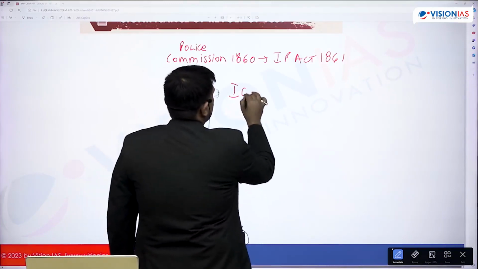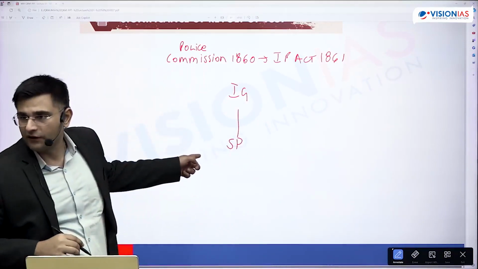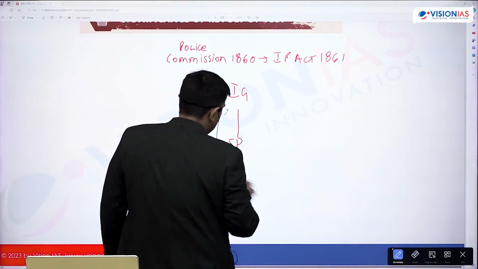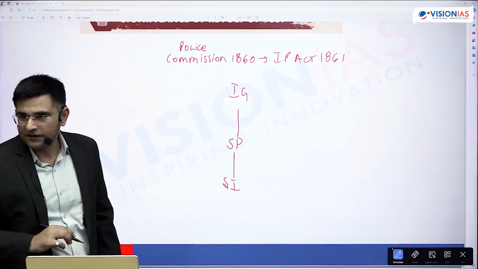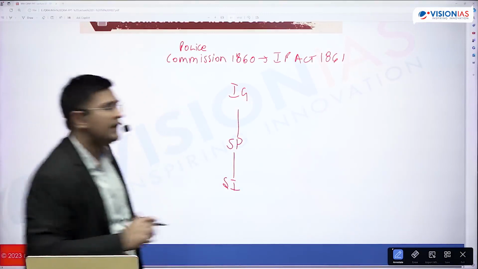Now at the top there will be the Inspector General. At the district level there will be the Superintendent of Police, who was removed by William Bentinck. Right, 1828 to 1835, he is brought back. And now here you have the sub-inspector. Daroga is nothing but sub-inspector, right? Police station in charge. Today's SHO is this sub-inspector.